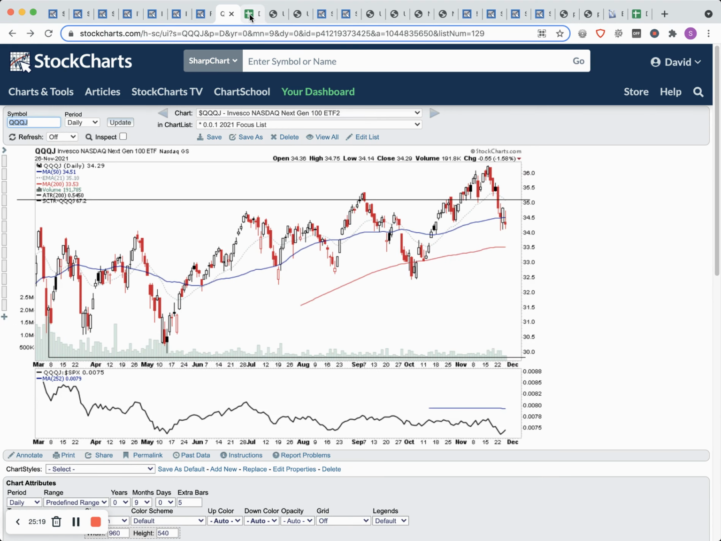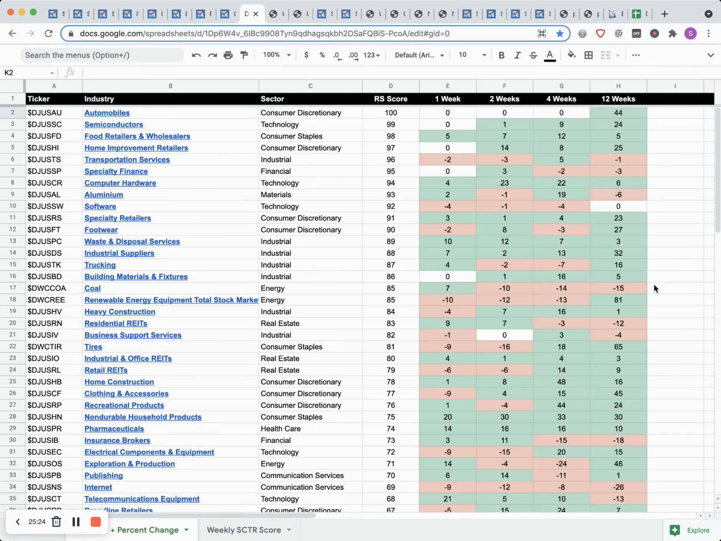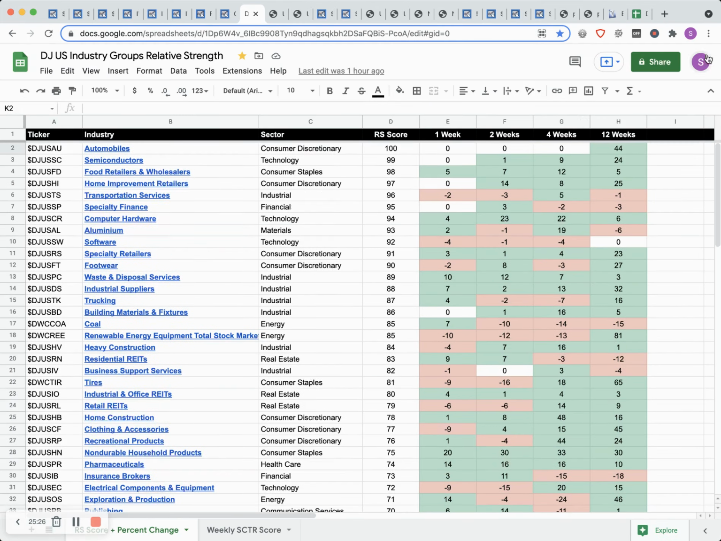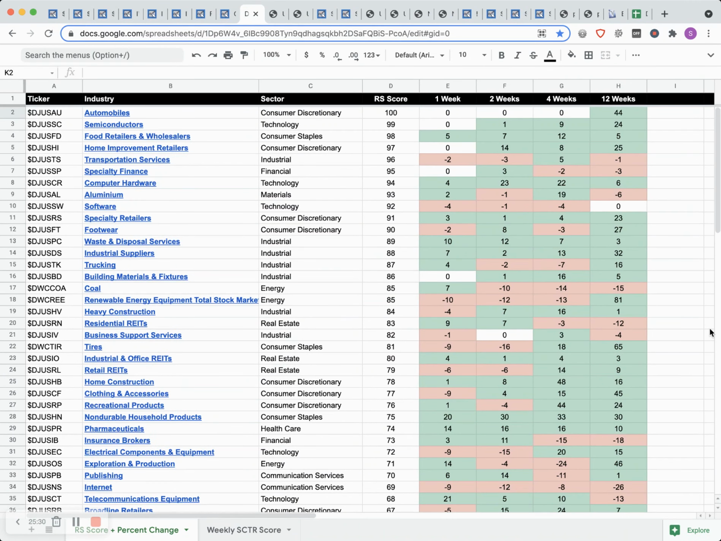Right, that's that for the indexes. Let's have a look at the individual groups. So this is the Dow Jones US industry groups relative strength chart. So I take this each week from StockCharts' SCTR scores, which has about 6 or 7 different things that it uses to calculate it, but it compares pretty well to other relative strength scores that I look at.